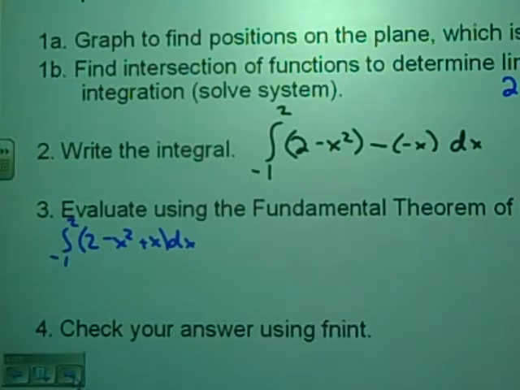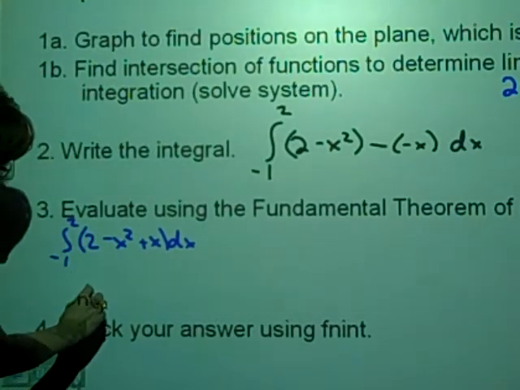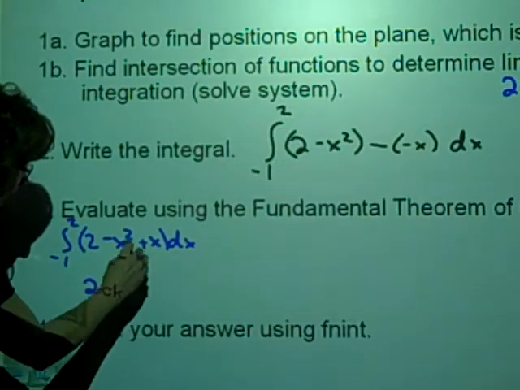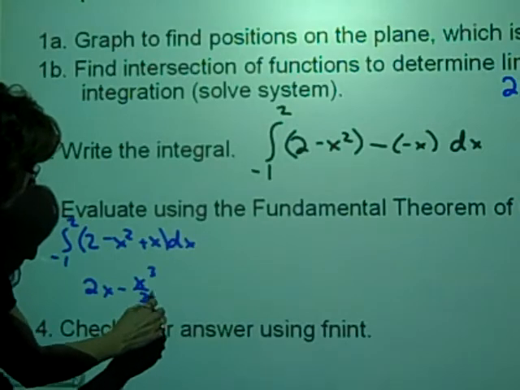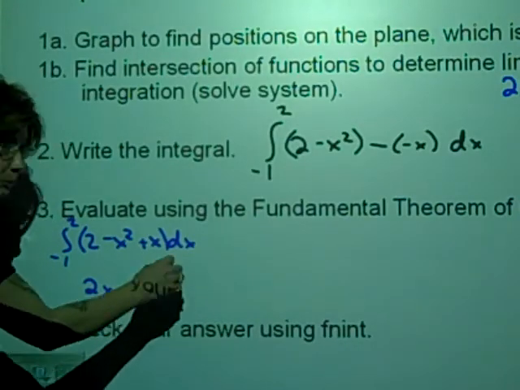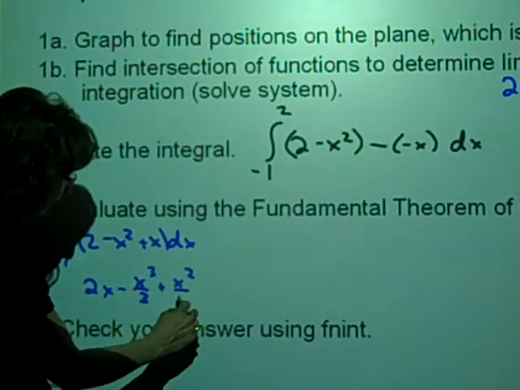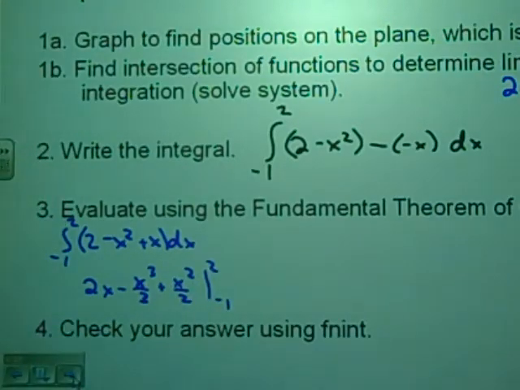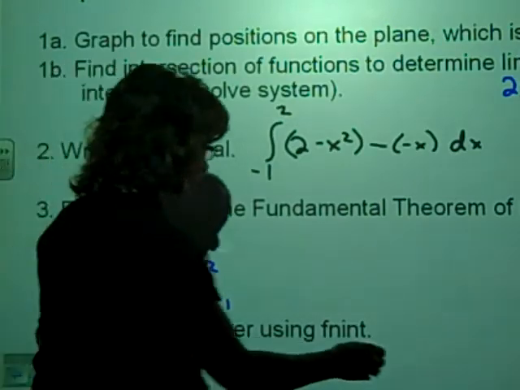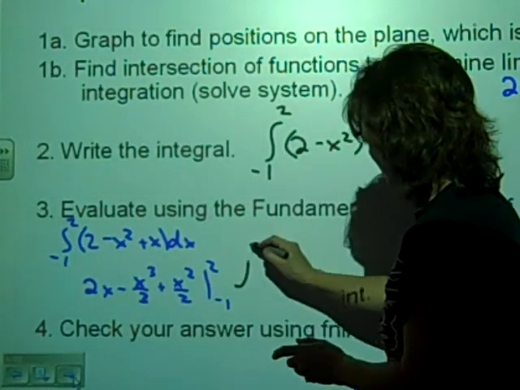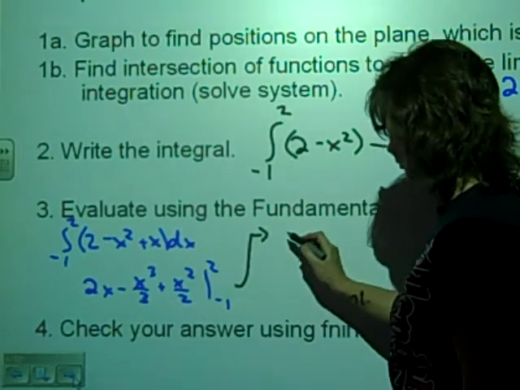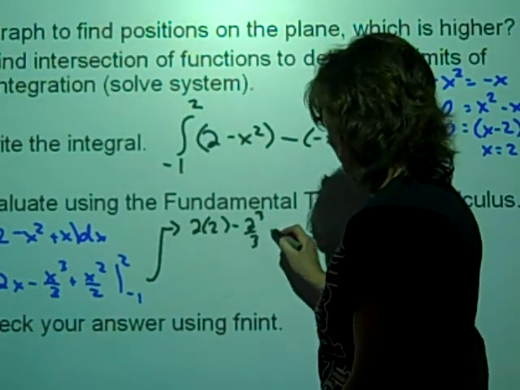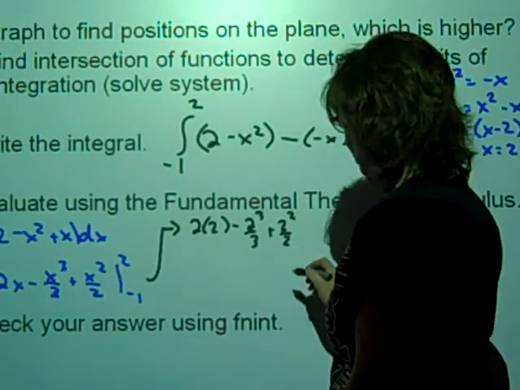So now I need my antiderivatives, and I know 2, I've got 2x minus x squared, and I'm going to add 1 to the exponent, so I'll divide by that 3, x to the first power, add 1 to the exponent, divide by 2, and I need to go from -1 to 2. So, easy enough, keep going with your fundamental theorem. We're going to come up here, so I'm going to plug in the 2 first. 2 times 2 minus 2 cubed over 3 plus 2 squared over 2.